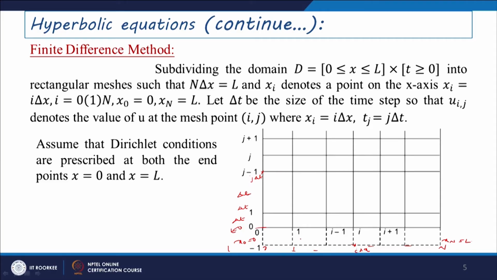Del x is the distance we are considering. For the first point, the distance from the origin is del x, for the second it is 2 del x, and likewise after i points we get i del x. Similarly we proceed in the j direction, that is, in the time scaling we calculate j del t. Assume that Dirichlet conditions are prescribed at both end points, x equals 0 and x equals L.